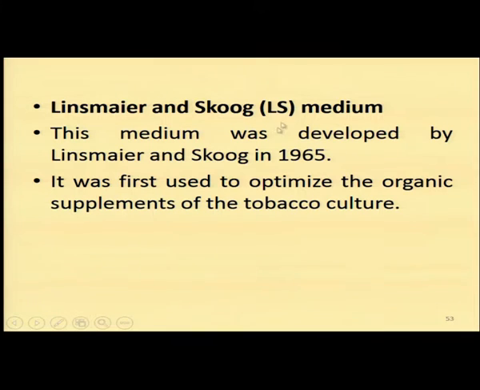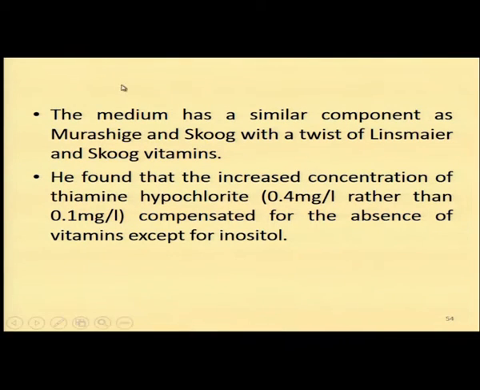Linsmaier and Skoog medium, otherwise called the LS medium, was developed by Linsmaier and Skoog in 1965. It was first used to optimize the organic supplements of the tobacco culture, specifically for tobacco. What are the substituents required in the medium to proliferate the callus and let it grow? For that, the scientists optimized the Linsmaier and Skoog medium. The medium has similar components to the Murashige and Skoog medium.